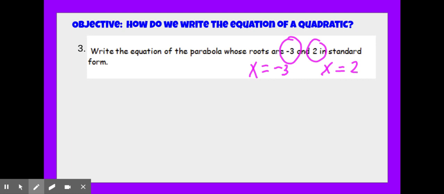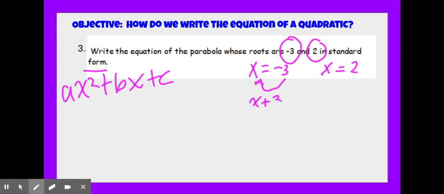So again, in order to get that equation in standard form, that ax squared plus bx plus c, we need to work this backwards. So we need to bring the 3 over. So when you bring it across the equal sign, it changes sign. It becomes x plus 3. So that's our one root, or one factor. Those are our roots. When I bring the 2 over, I'm left with x minus 2. And I'm going to keep that equal 0 there.